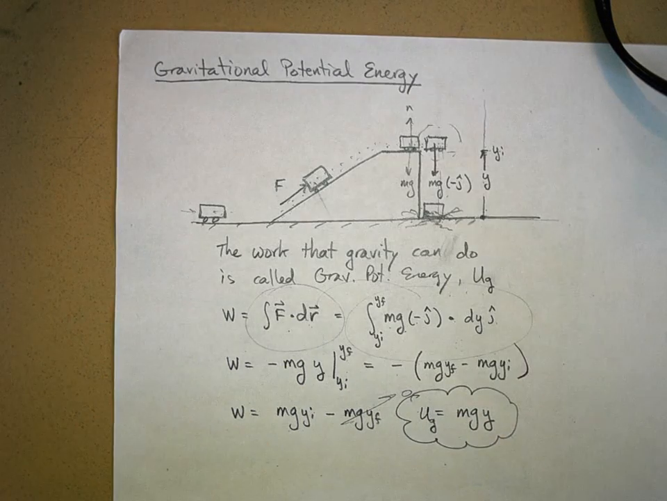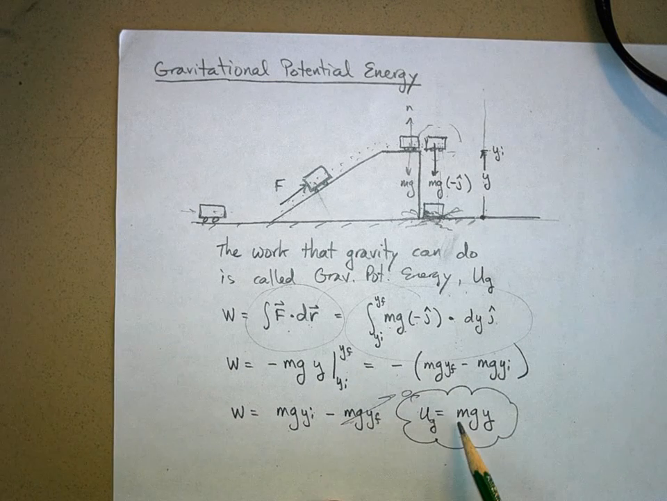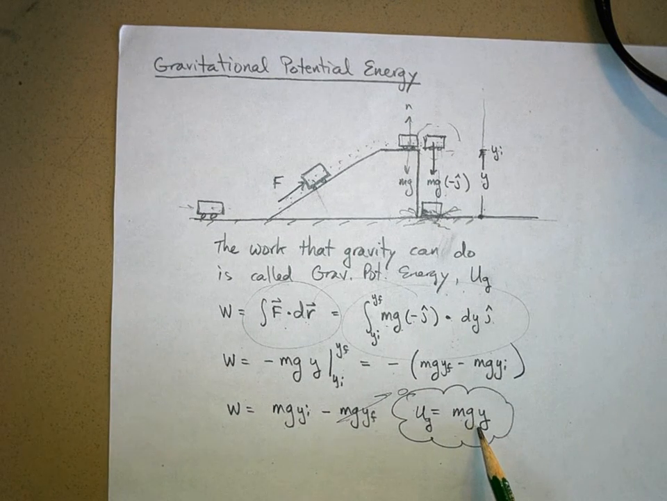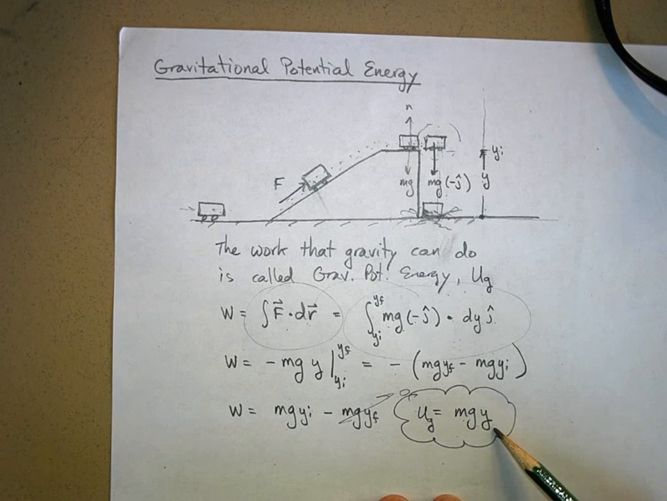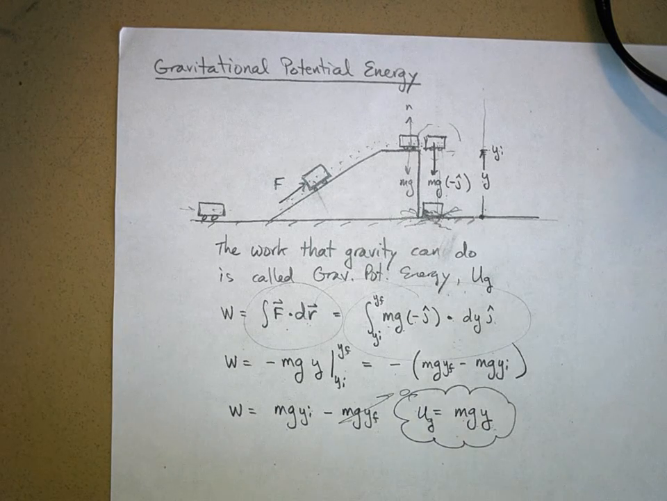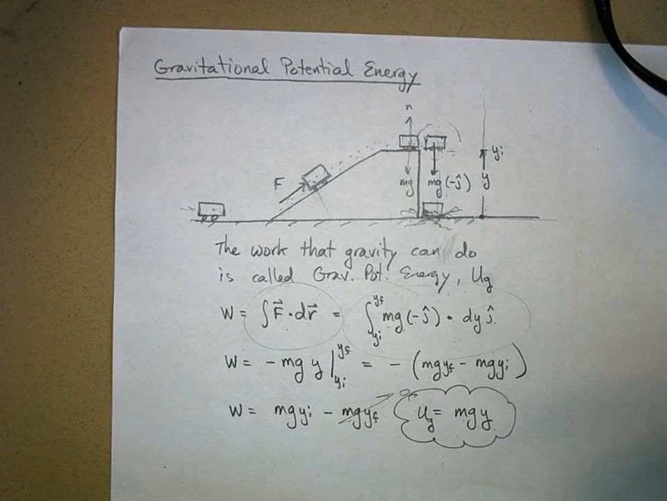Now you have to understand what you're doing here. When you see this equation, this is the mass, this is the gravitational field, 9.8 newtons per kilogram. If you want to call it meters per second squared, you can. And this is my position from my reference point, from my origin.